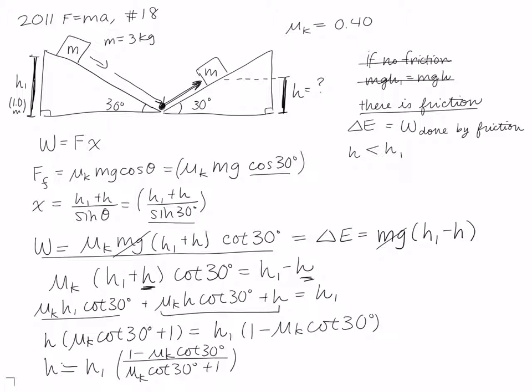So now we want to plug in our values. We have that h1 is equal to 1, and we have that mu k is equal to 0.4. And what we find is that this turns out to be 0.18 meters. And thus, we find that once our block goes up another ramp, it has lost some energy due to friction, and as a result, it goes up to a lower maximum height on the second ramp. And this height we found is 0.18 meters.